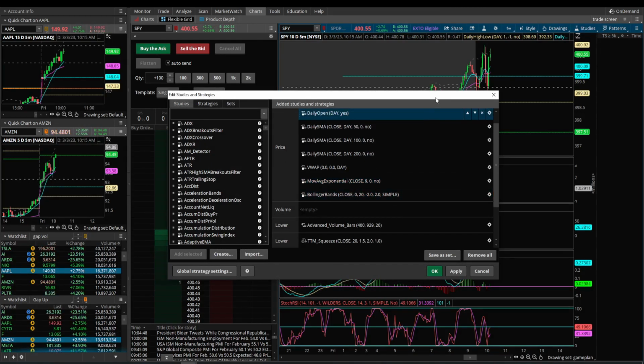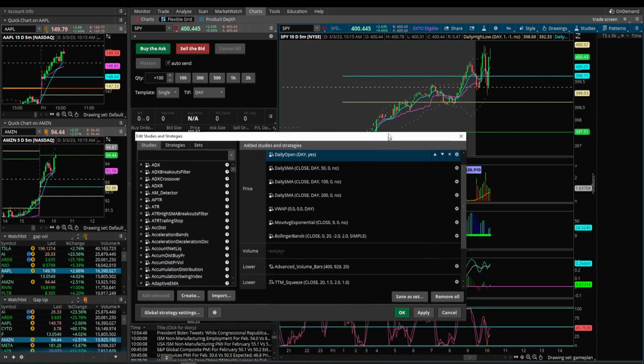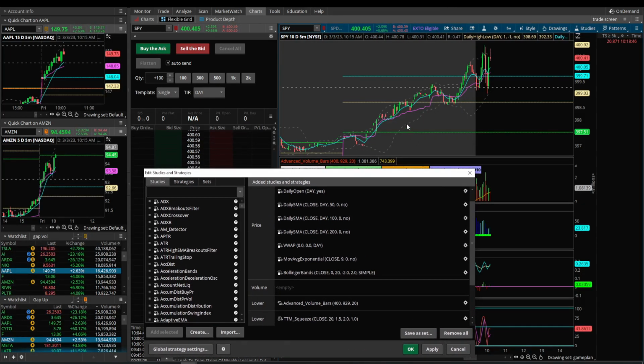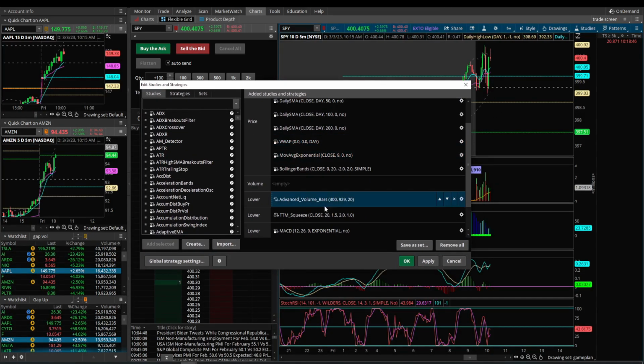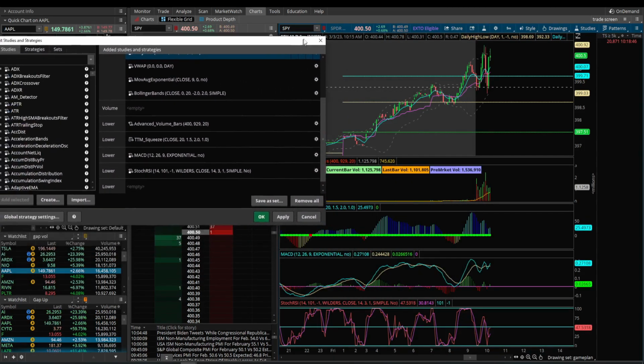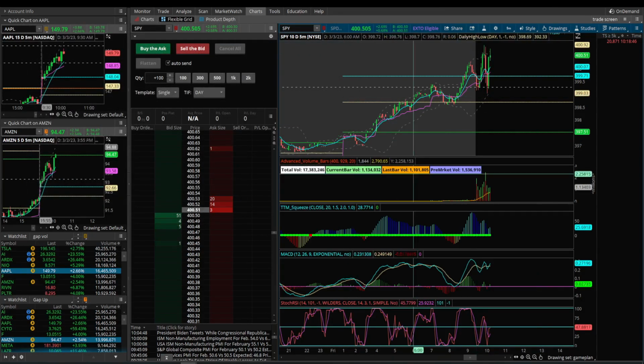And then I have a 9 EMA, which is this blue line. And then we have Bollinger Bands going out to the second standard deviation, which as you can see are the dashed bands here. Advanced volume bars, we'll make a video for how to do that. Then we have the TTM squeeze, the MACD, and the stock RSI on the lower parts of the chart. So yeah, that's my 5-minute setup.